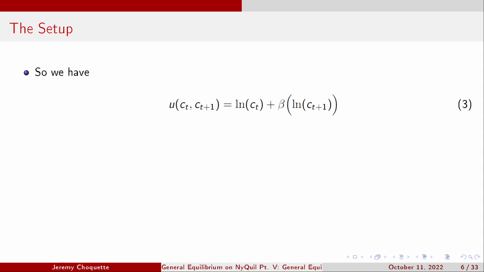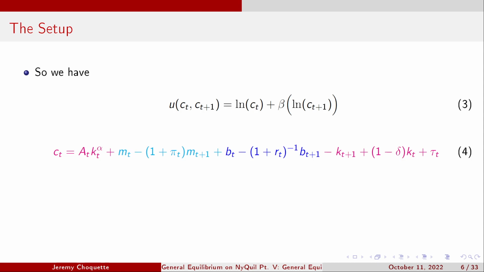Okay, so here's the setup again. I was like, oh, here's the setup, and now here's another slide. Here's the setup. We got our utility function in equation 3. Equation 4 is the current period constraint. Equation 5 is the period 2 constraint.